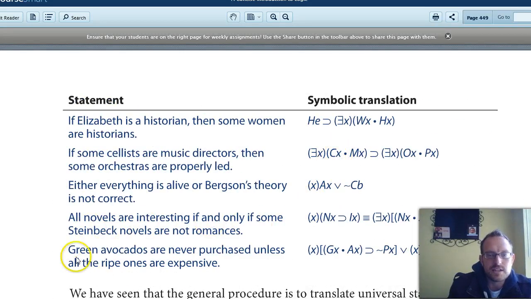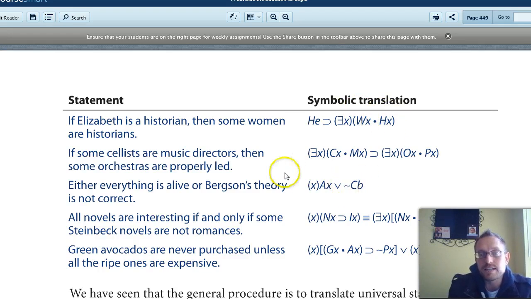And you can see here they have ones about green avocados are never purchased unless all the ripe ones are expensive. In fact, you may want to pause this. I would encourage you to pause this video, read these statements, and then see if you can understand the translation. Notice in this one, if Elizabeth is a historian, then some women are historians. Notice the second part of the compound statement is a particular categorical claim, but the first part is not. So notice we have HE, where if Elizabeth is a historian, then it's the case that some women are historians, right? So that's what it looks like.